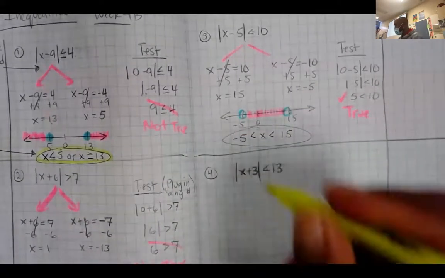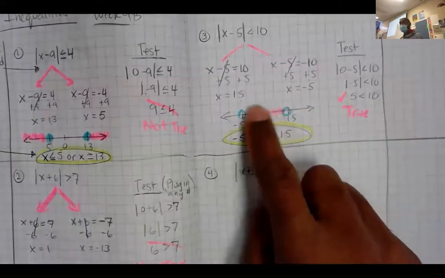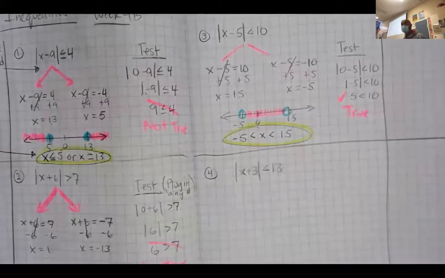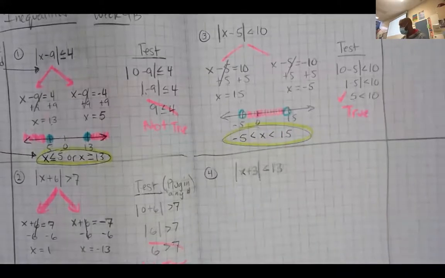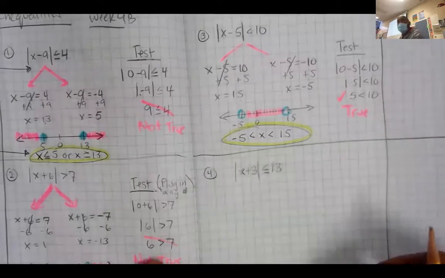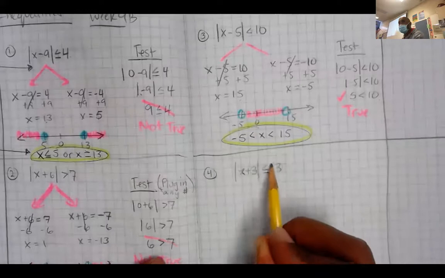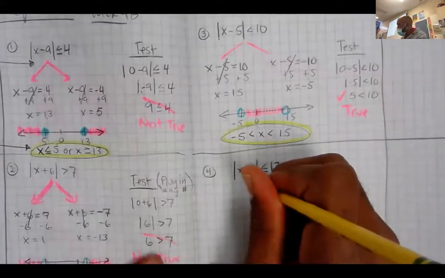Okay, so that again is what you would enter in Deltamath, if you have the solutions in between the two numbers. All right, for this last one, I'm just going to change this to equal to. So this is x plus 3 less than or equal to 13. So one more.